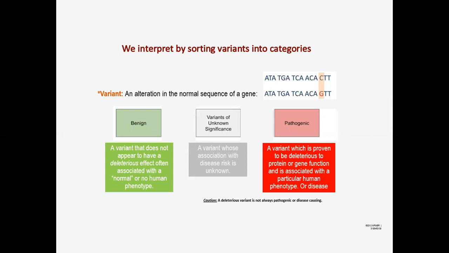So those variants, though they may be pathogenic or benign, are classified as unknown significance, because we do not have the evidence towards either the pathogenic or the benign variants. So they are categorized into VUS. If we would like to categorize such variants into benign or pathogenic, we need to experimentally validate them. And the pathogenic variants, the variants which are proven to be deleterious to protein or gene function and are associated with a particular human phenotype or disease, are categorized into the pathogenic category.